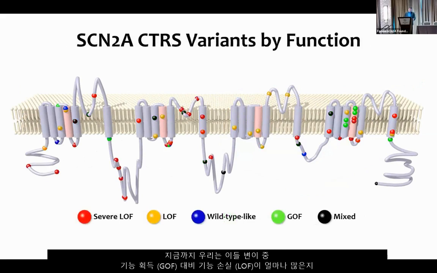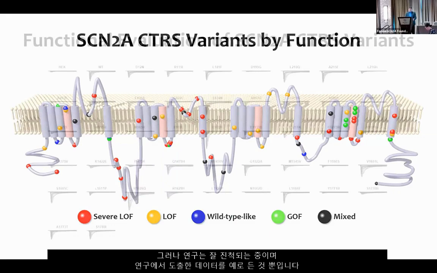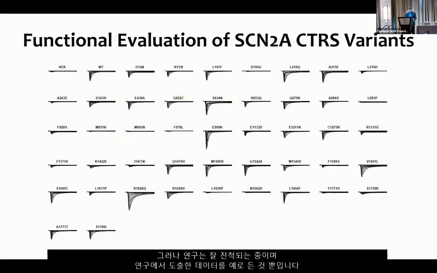This simply is a rough summary of how many of those variants are loss of function, LOF, versus gain of function, GOF, or have mixed features. You can see there's no pattern here. It's really impossible to predict that from just simply where the variants are located. But that's progressing very nicely. And this is just an example of the volume of data that comes from this kind of work.